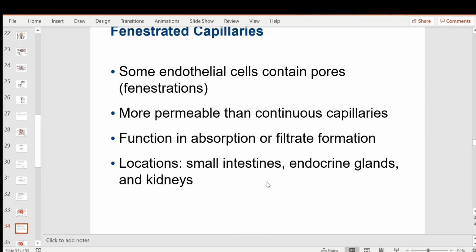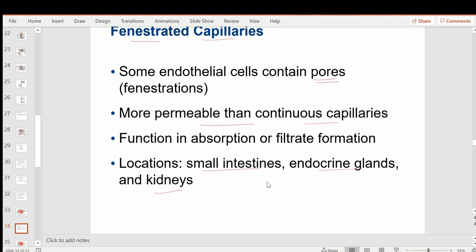Fenestrated capillaries. Where you will find the fenestrated capillaries? In the small intestines, endocrine glands, and kidneys. Fenestrated capillaries have fenestrations and pores. So the clefts are larger than the continuous capillaries, and also there are pores. You do not see pores in the continuous capillaries. So more permeable than continuous capillaries.